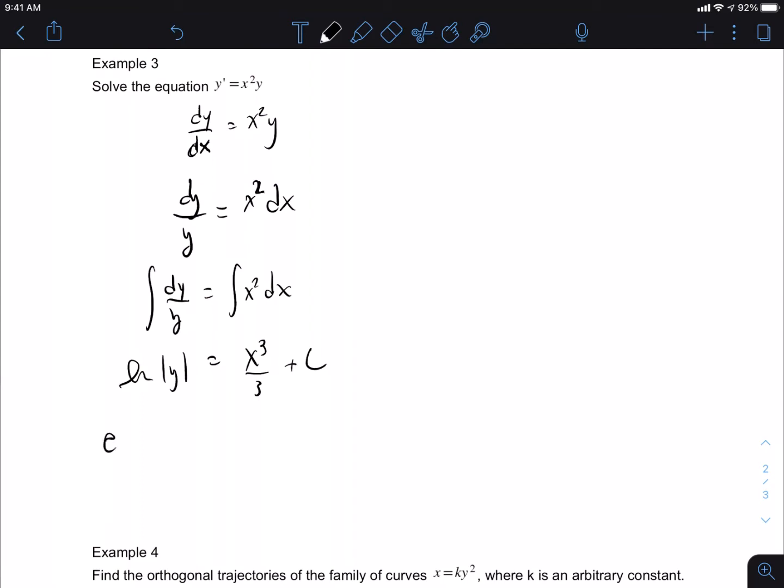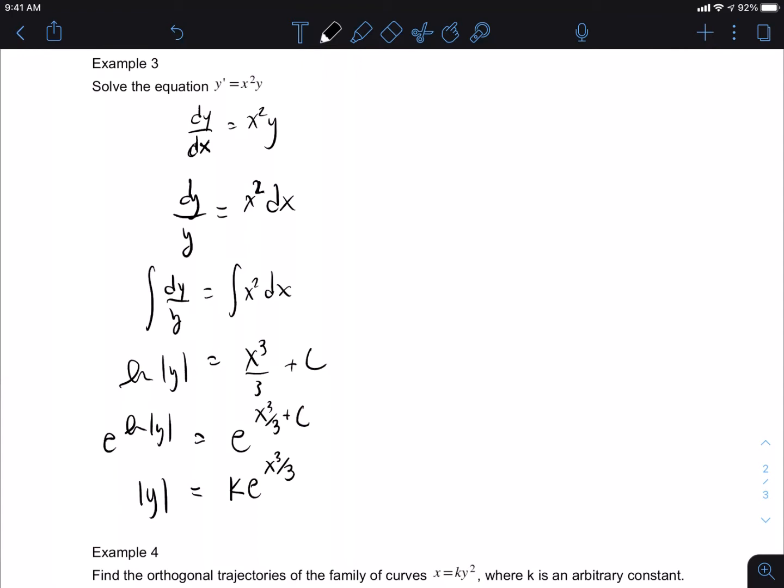Correct. Taking e to both sides, I'm going to get the absolute value of y is equal to k e to the x cubed over 3. Agreed? Yeah. Algebra got you, didn't it? Yeah, I get the k.